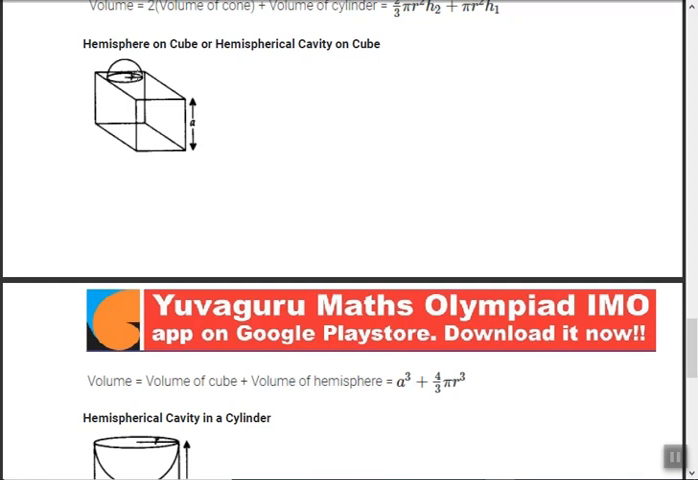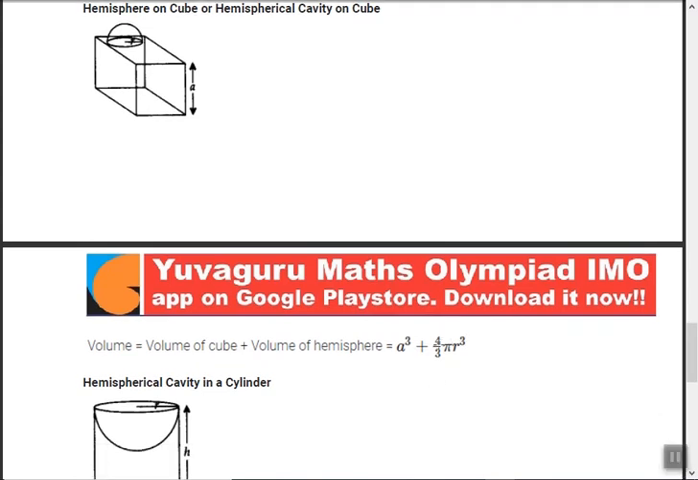Next is hemisphere on cube. Means this is a hemisphere on a cube, basically, not cone. So what is the volume? Volume of cube plus volume of hemisphere. Volume of cube is what? A cube plus volume of hemisphere. Although it's written as 4 upon 3 pi r cube, it should be 2 upon 3 pi r cube, remember, because it's a hemisphere.